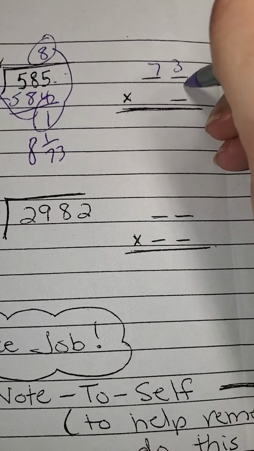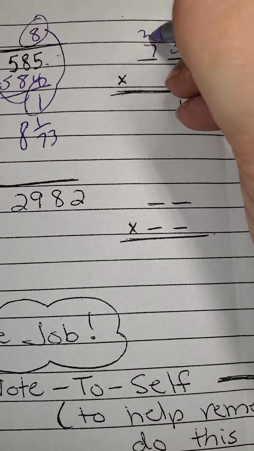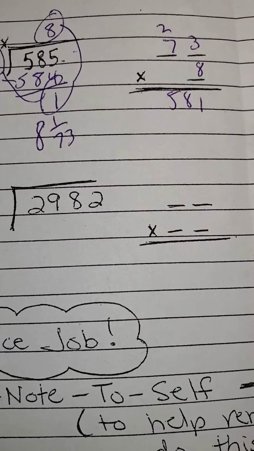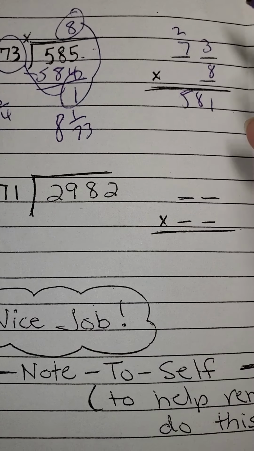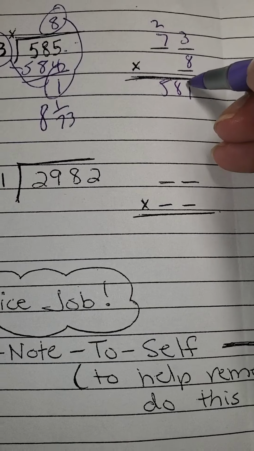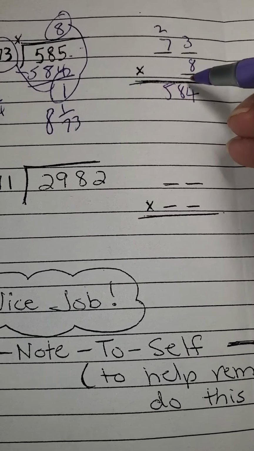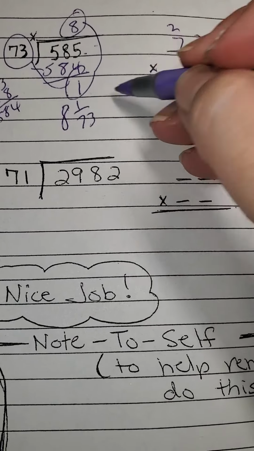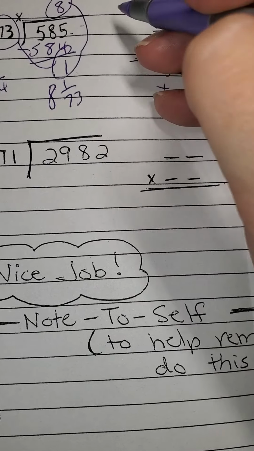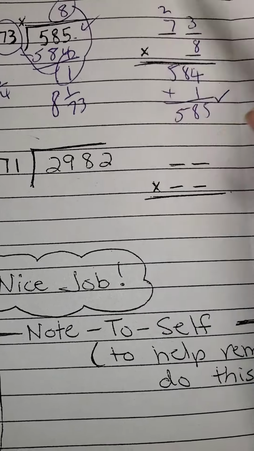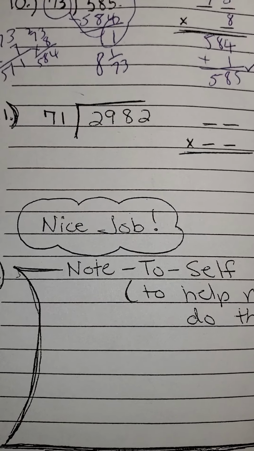And we end up with 73 times 8, 56 for 758, 581, which doesn't match here. Oops, sorry. 8 times 3 is 24. 24. And that's off by just 1. That's our remainder. 585, and then it balances. Nice job. Okay, last one.